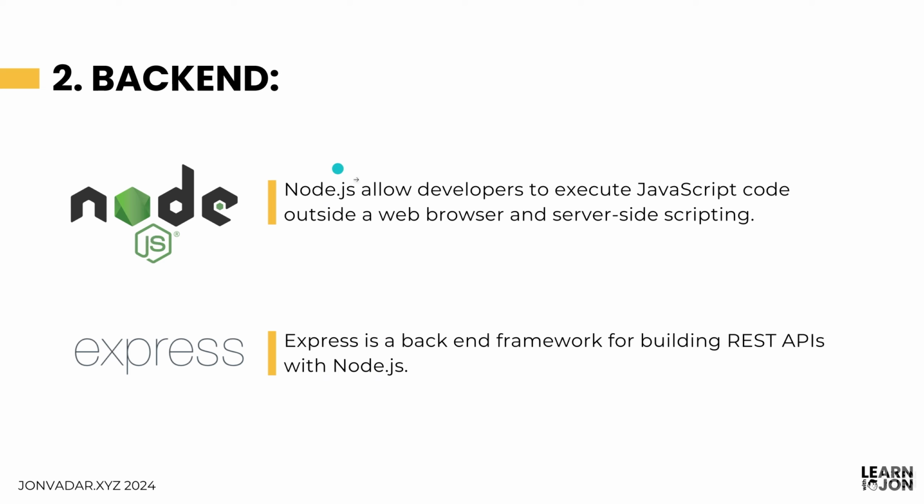For the backend, we have Node.js and Express.js. So Node is a JavaScript server-side scripting language that allows us to run our code without the need of a client or a web browser. And Express is a framework built on Node.js that can help us to build our REST API quite easily.